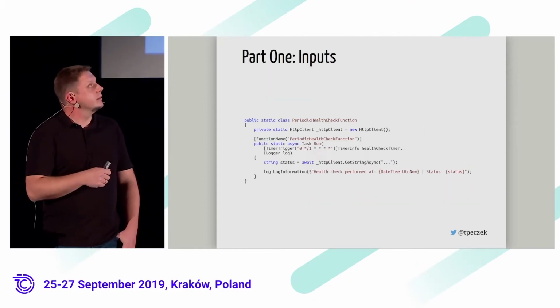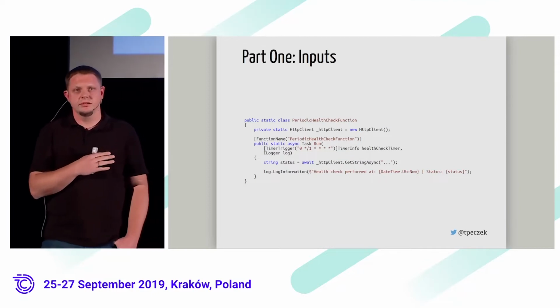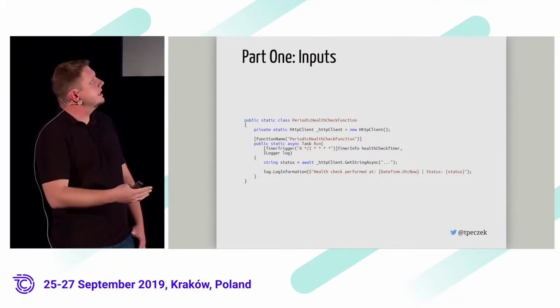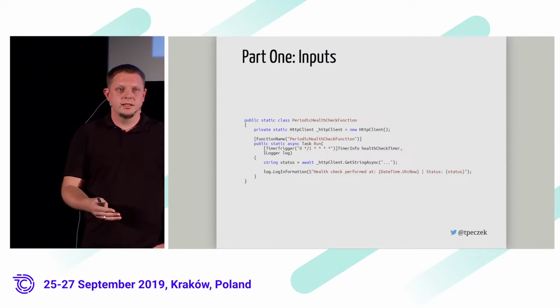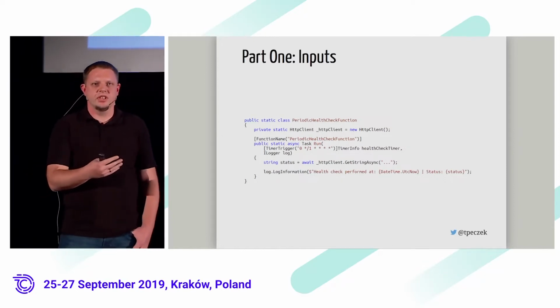Let's start with an example. This is a very simple function, right? Whenever a timer elapses, it makes an HTTP request. That's a health check, essentially. That's what it does.